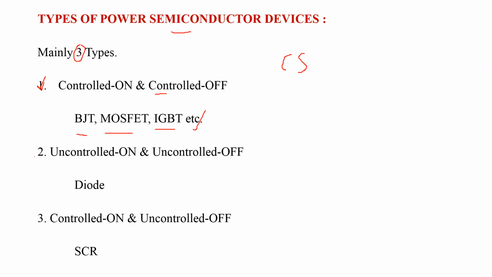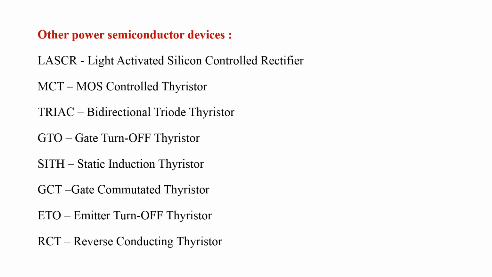Coming to the second one, that is uncontrolled on and uncontrolled off power semiconductor devices. The example for this type is the diode. And the third one is controlled on and uncontrolled off power semiconductor devices. The example for this type is SCR, that is silicon controlled rectifier, also known as thyristor. This is about types of power semiconductor devices.